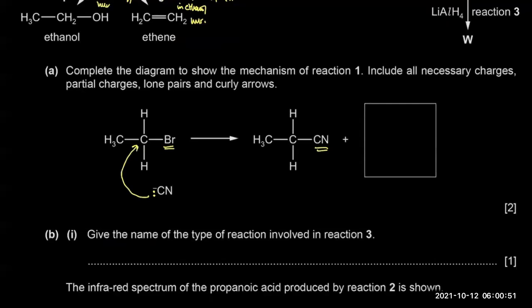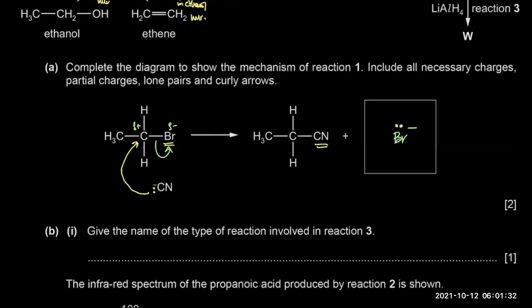Here we have delta plus carbon, delta minus bromine, this bond undergoes heterolytic fission. So what type of substitution is this? Does anyone remember? It happens in a single step, so it must be which one? Which nucleophilic substitution? SN1 or SN2, one step mechanism. SN2, right? SN2, good. And then bromide ions are released over here.